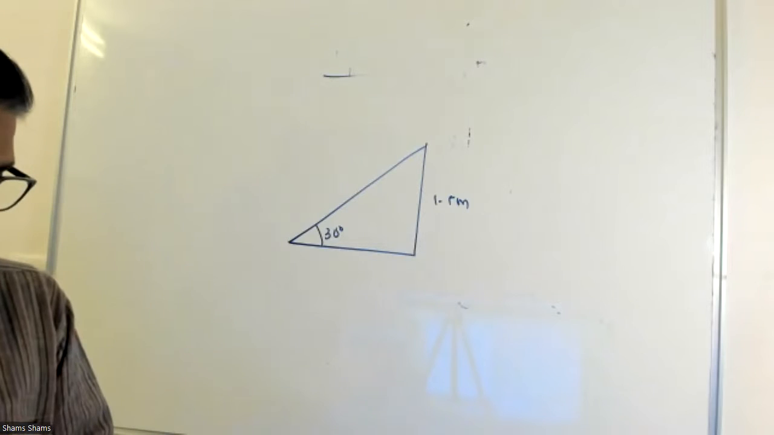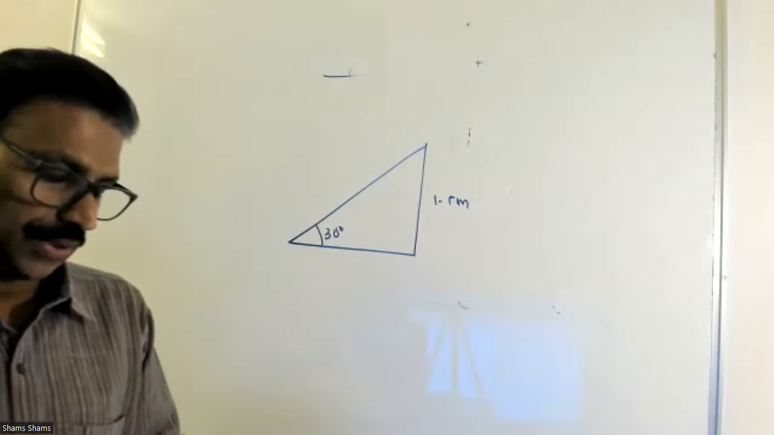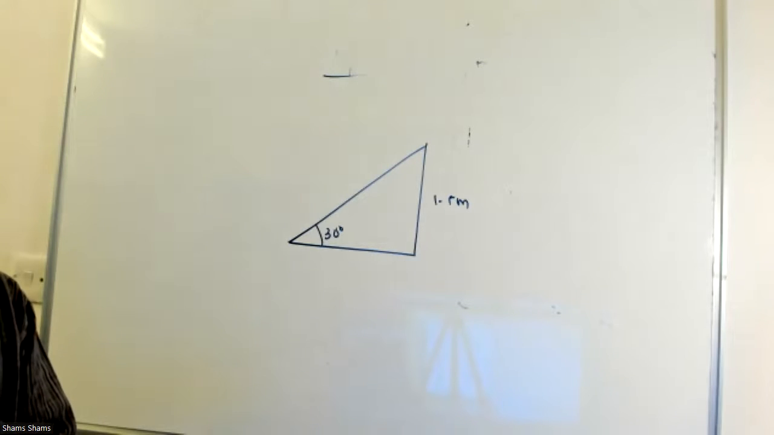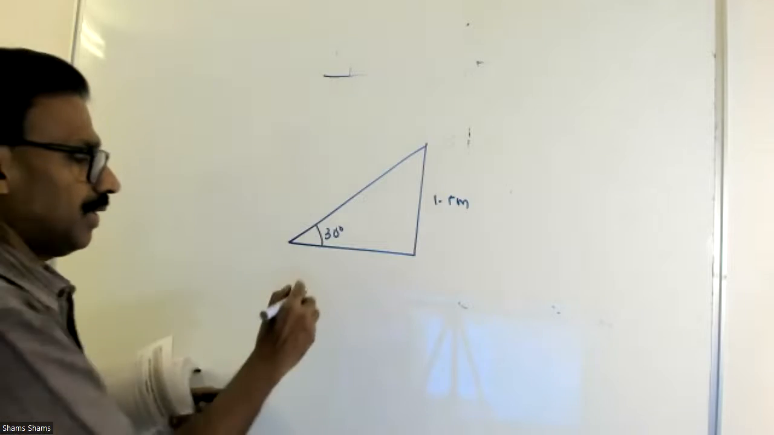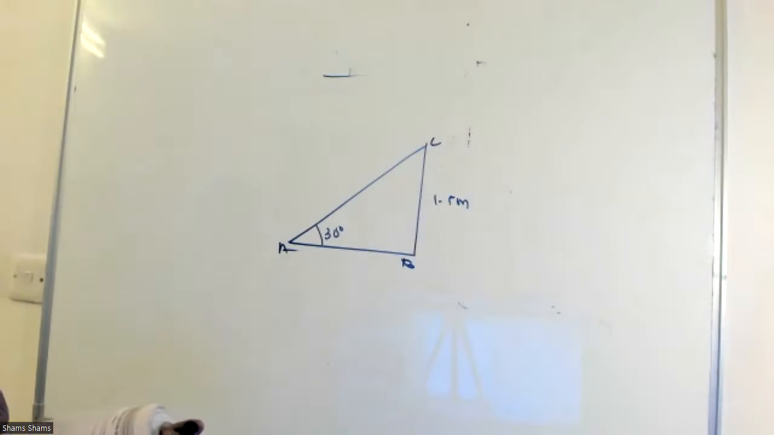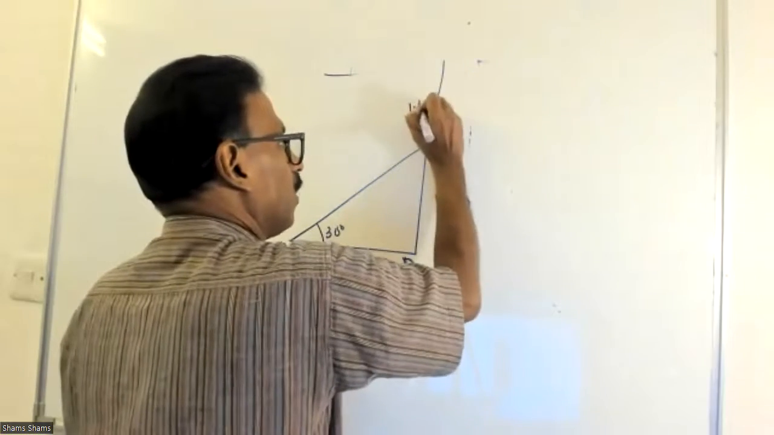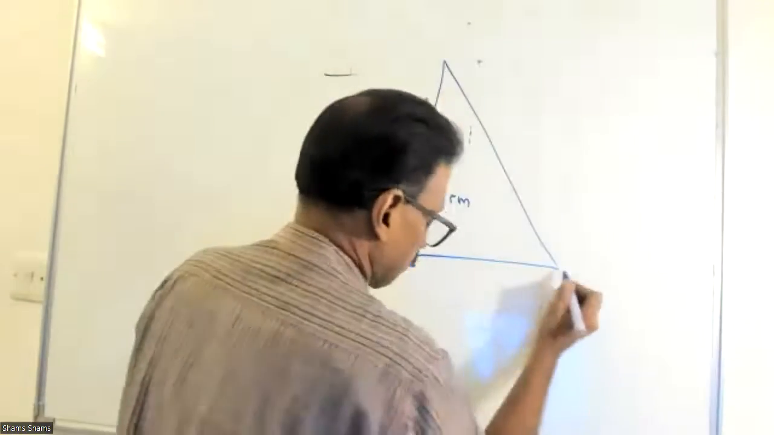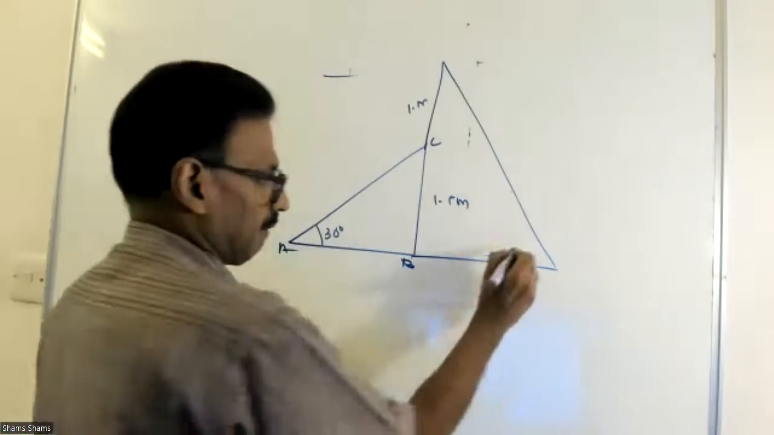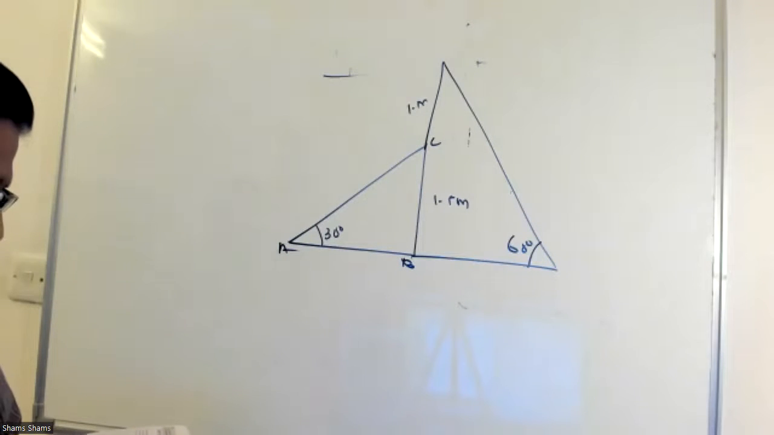A contractor plans to install two slides for the children to play in a park. For the children below 5 years, he preferred to have a slide whose top is at a height of 1.5 meter and is inclined at an angle of 30 degrees with the ground. This one is A, B, C. Whereas for the older children, she wants a steep slide at a height of 3 meter. So the total height is 3 meter, and again the angle of elevation is 60 degree. So what should be the length of the slide in each case?